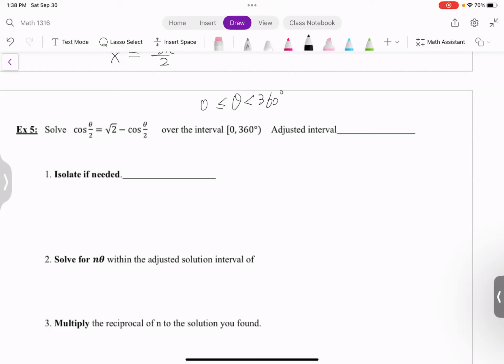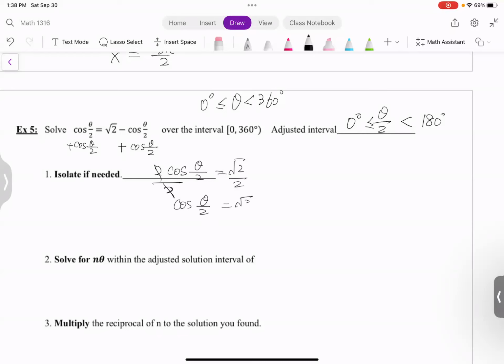degrees. Now I'm having theta over 2. So theta over 2 is between 0 degrees and 180. Okay, let's find the angle between 0 to 180 degrees. First, we need to isolate the cosine theta over 2. I can add the cosine theta over 2 to both sides. I have 2 cosine theta over 2 equals square root of 2, divided by 2 on both sides. Cosine theta over 2 equals square root of 2 over 2.